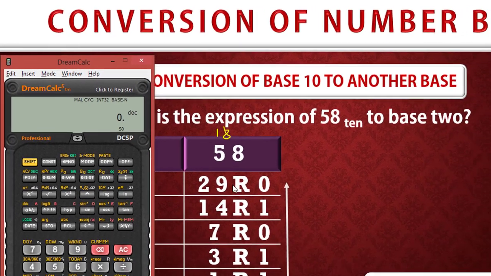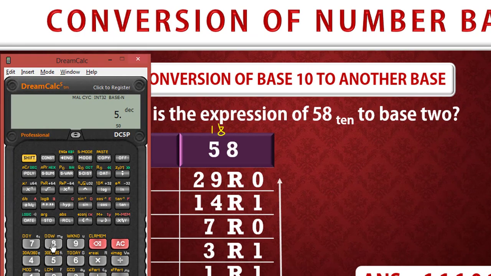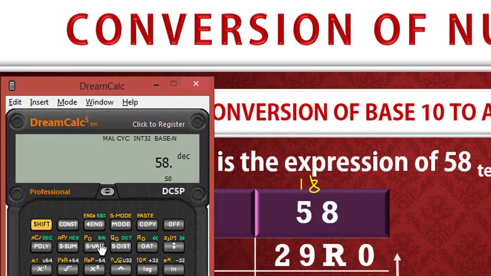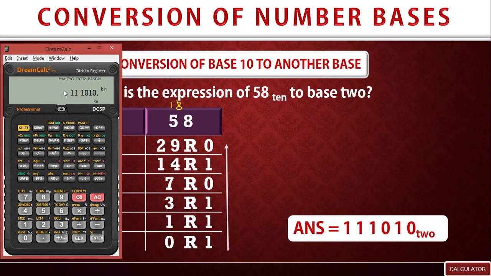So that's where you type in the number now, 58. After typing the number, then press this BIN. This BIN stands for binary, and binary is base 2. So press this. You can see right here that we have 111010. It tallies with your answer, so that means we are correct.